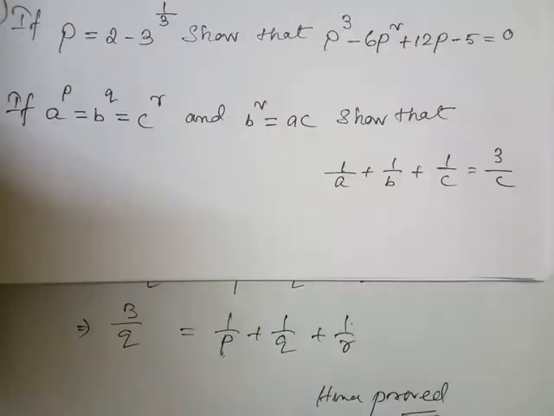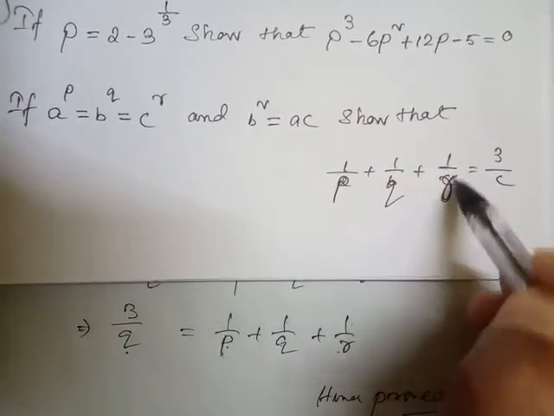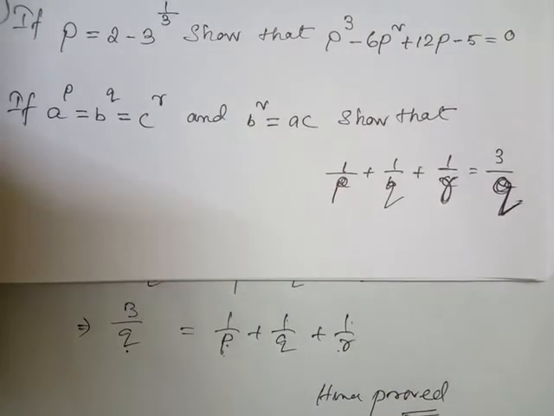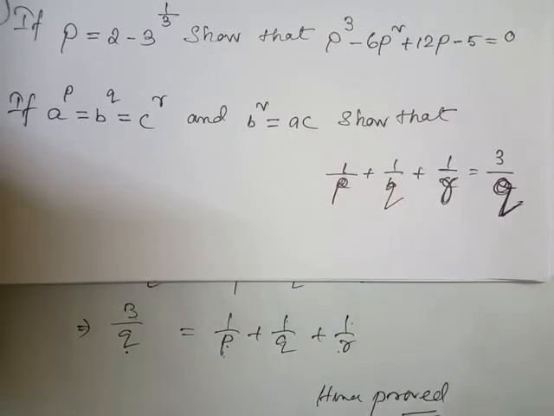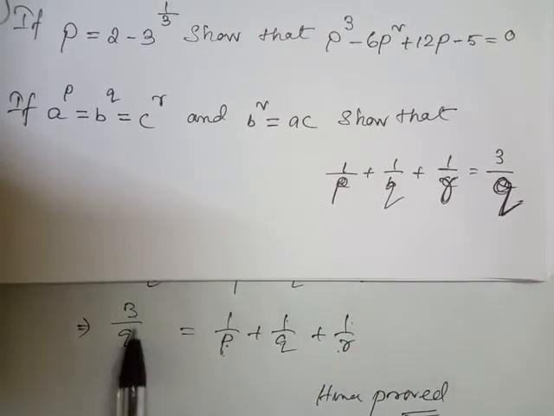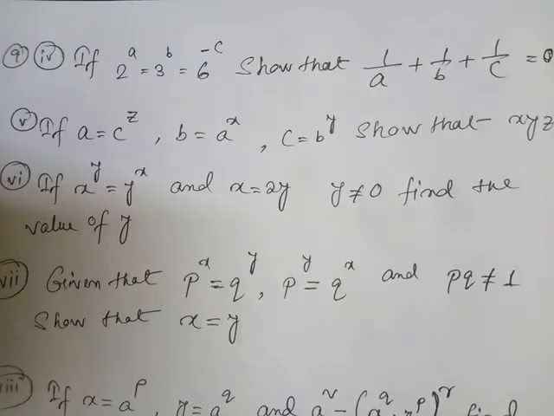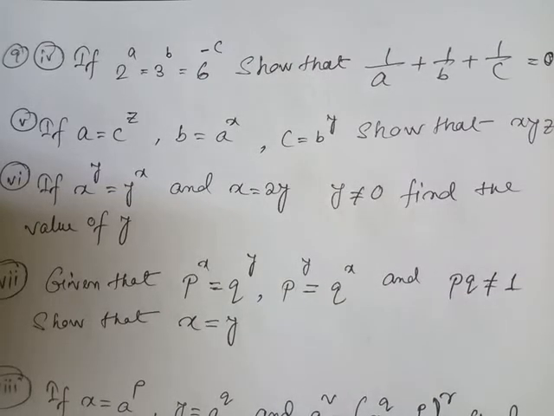Now look here, we have proved that 3 by q equal to 1 by p plus 1 by q plus 1 by r. Actually, maybe something is given wrong in the question. I have written this from the book, so I might be wrong sometimes, or maybe it is given wrong here. So the actual answer is this one: 3 by q equal to 1 by p plus 1 by q plus 1 by r, hence proved. Students, now we are going to solve exercise 2a, question number 9, Roman 4.